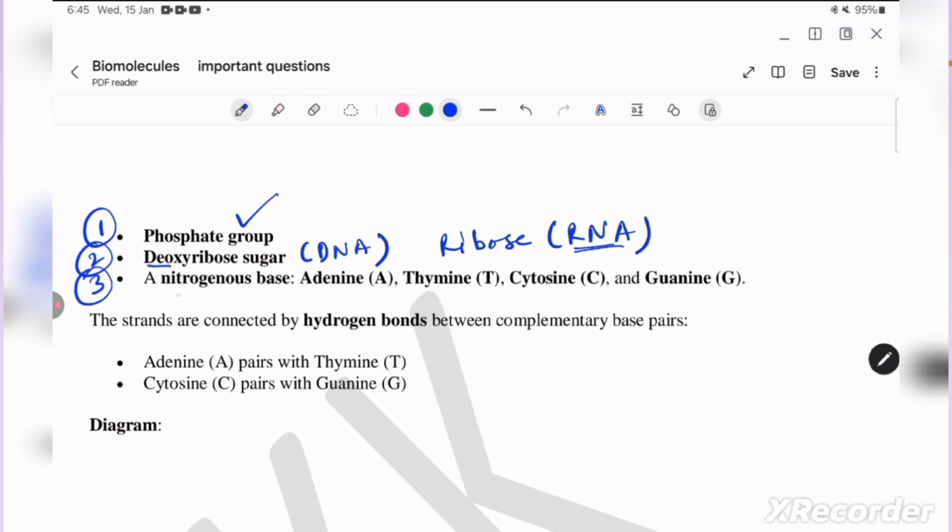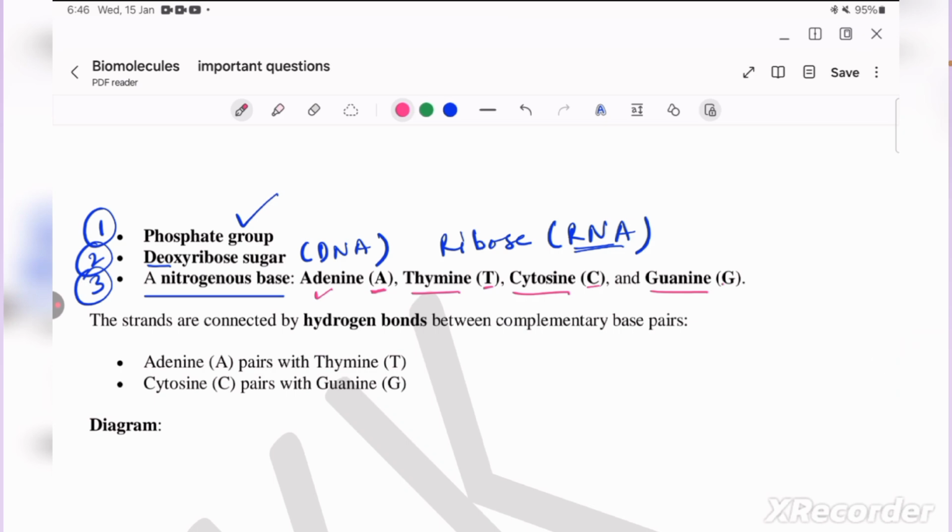And the third point is that both will contain a nitrogen-containing base. All of these are the bases which are present. So the first one is adenine, A stands for adenine, T stands for thymine, C stands for cytosine, and G stands for guanine. So we are not going to write the full names of these bases in the strands, but just represent them by single letters.